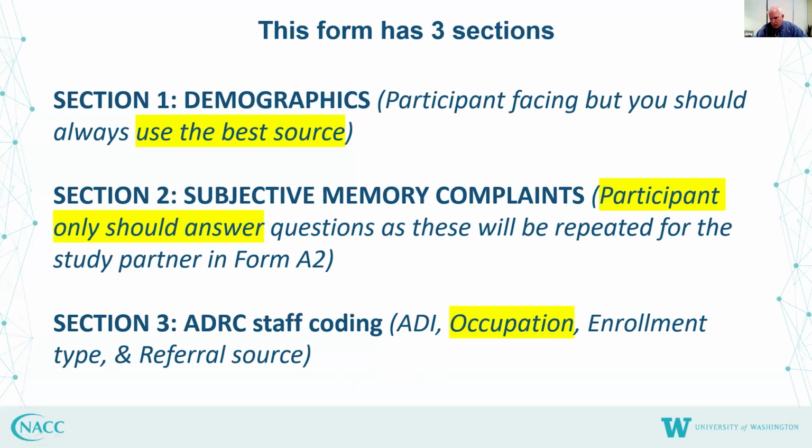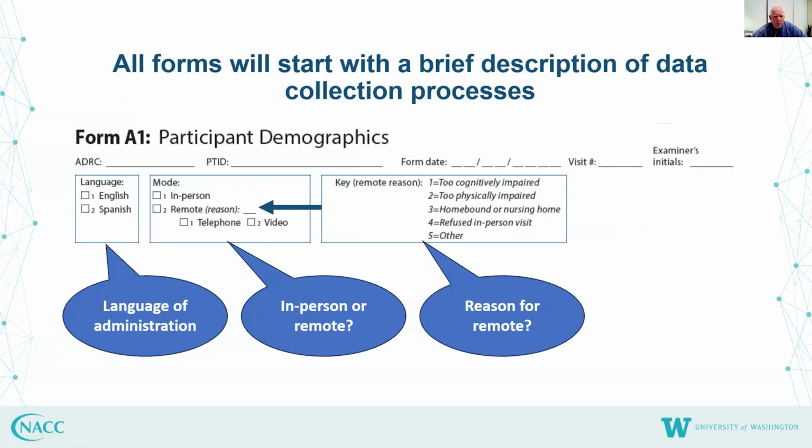There are a few pieces of information, though, that you're going to want to make sure you have on hand to fill out that Section 3, such as the patient's occupation and enrollment type, referral source, and a full address so that you can look up their ADI. So, very important. Let's get into the form itself.